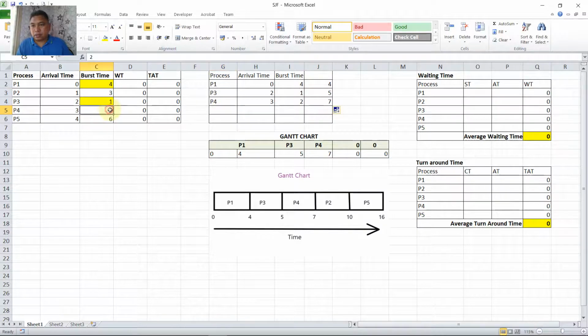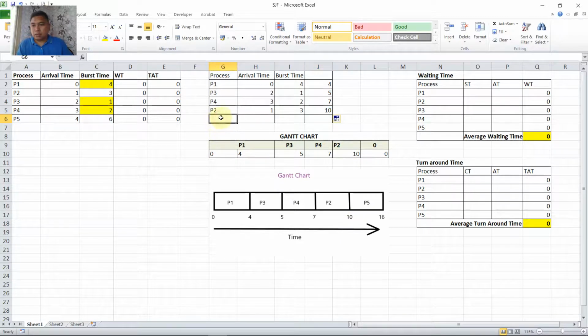Next, it's done. Next one is P2, with an arrival time of 1 and a burst time of 3. 7 plus 3 is 10. This is number 10 for the P2.